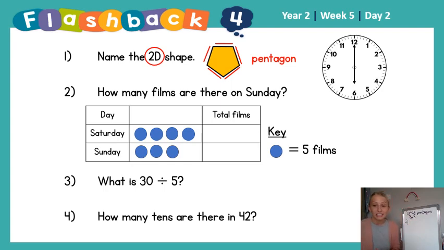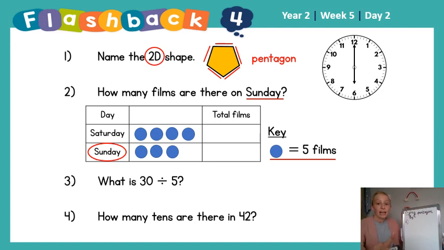Okay, let's have a look at question number 2. So here we've got a statistics question. Now it's different to a tally chart, and as you can see we've got circles to represent for our key. So we need to figure out how many films there are on Sunday. So I'm only going to be looking at the Sunday. So the first thing I need to do is to work out how many each circle represents by looking at my key. And if I look at my key, each circle represents 5 films.